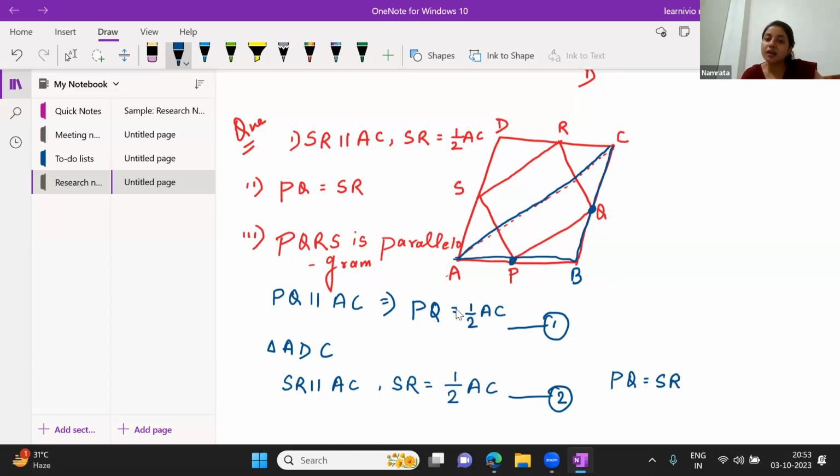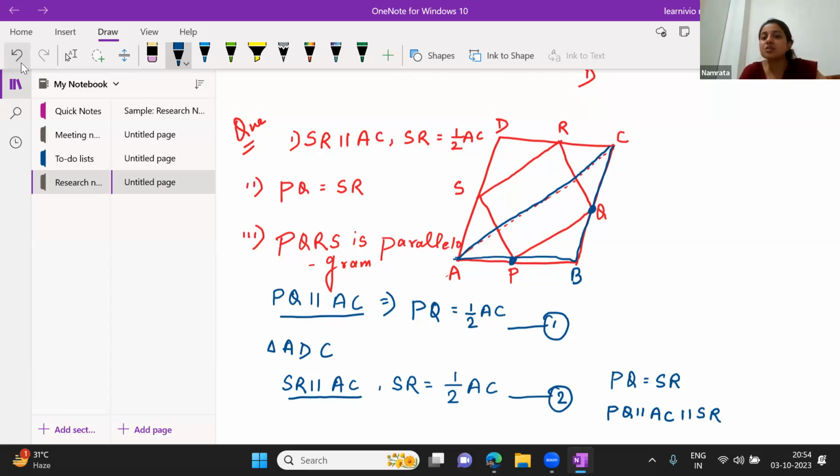Okay. Now we have to show that PQRS is a parallelogram. So PQ is equal to SR. And from equations one and two, we also know PQ is parallel to AC, SR is parallel to AC. So all three are parallel with each other. PQ is parallel to AC, and AC is parallel to SR. So we got one more condition that PQ and SR both are parallel with each other. How to prove a parallelogram? What's the property of a parallelogram? If we have a quadrilateral where opposite sides are parallel and equal, we can say it's a parallelogram, right? Yes, ma'am. Hence, PQRS is a parallelogram.